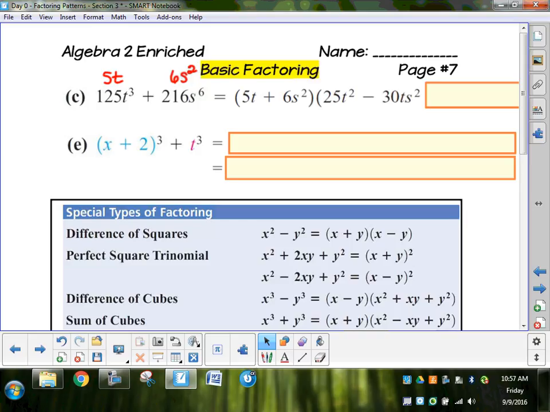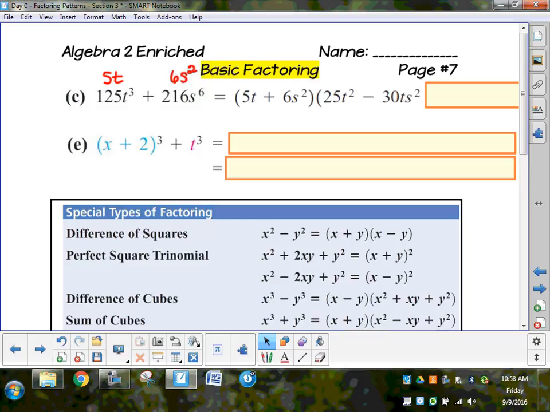Close. It's 6s squared to start with. So take that and square it. Your 36 was right. You take s squared and square it. How many s's would you have? Perfect. To the 4. Make sure you pay attention to your signs.